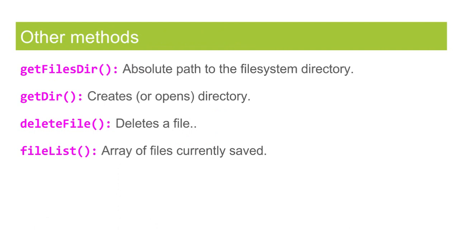Other methods which are important and available for working with the internal storage are getFilesDir. Using this method we can get the absolute path to the file system directory. Using getDir we can create or open an already available directory. We can use deleteFile, and the other one is fileList in case you need to see or display the list of files available or stored. We'll go through these methods and other methods in detail in our next video.